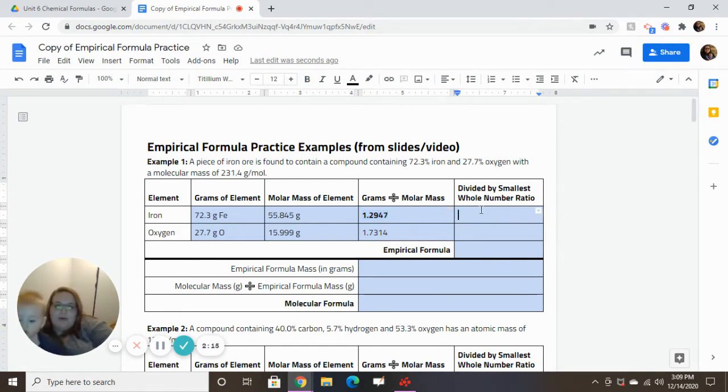So 1.2947 divided by 1.2947 is 1. For the next one, 1.7314 divided by 1.2947 becomes 1.33, so we're going to round that to just 1. Now, if it's 1.5, you have to multiply both of these by 2, but because it's not, you can just make it 1. So that means my empirical formula is going to be 1 iron to 1 oxygen, or FeO.